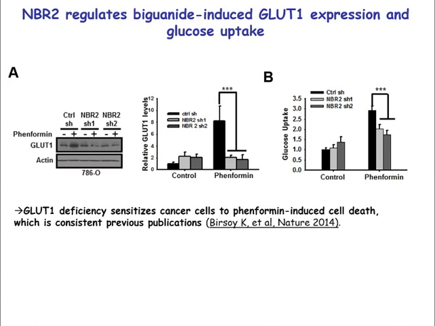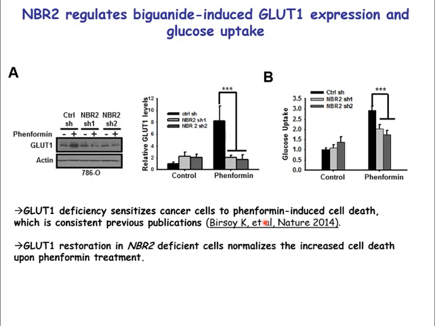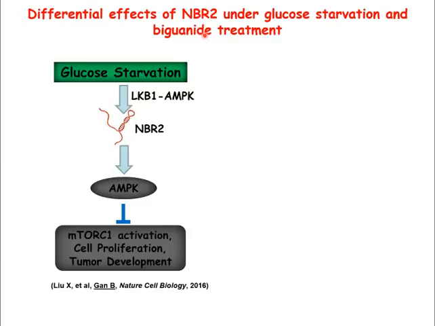Now, functionally, we show that GLUT1 deficiency also sensitizes cancer cells to phenformin-induced cell death, which is consistent with a previous study from David Sabatini's group. We also show that, conversely, if we restore GLUT1 in the MBR2-deficient cells, that can normalize the increased cell death upon phenformin treatment. So all these studies suggest a model that MBR2 regulates phenformin-induced GLUT1 expression and glucose uptake, and GLUT1 plays a role in the MBR2 regulation of phenformin-induced cell death. So here is the model.